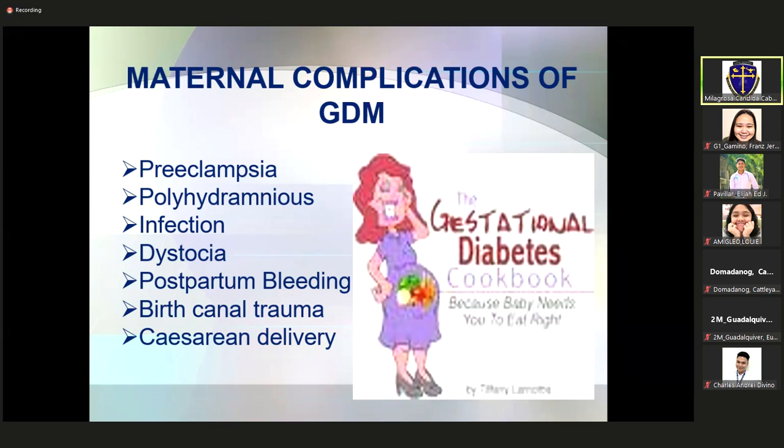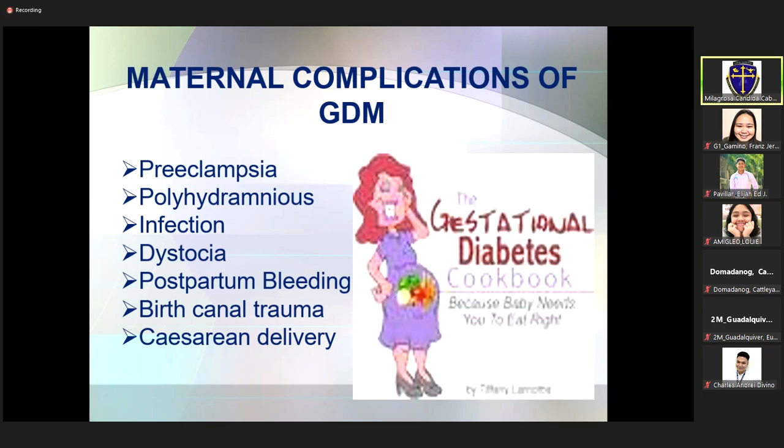Then, of course, infection. Supposedly, very acidic yung ating vulva for us to be protected against infection. It so happen if you have diabetes, matamis po ang vulva. So, opportunistic infection can readily get in. Okay, dystocia. The mother might experience difficult labor. Yan ang dystocia. And of course, postpartum bleeding.